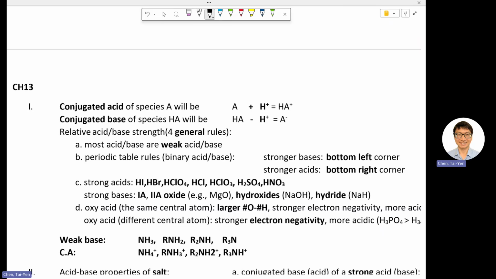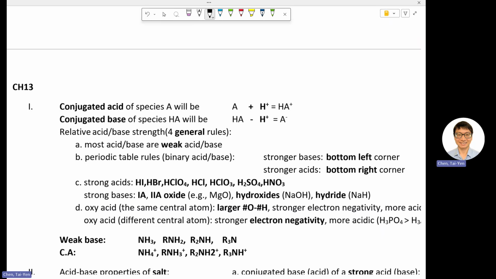Every time I write a chemical formula, pay attention to whether I put a charge on it. If you don't see a positive or negative sign on the top right corner, it means it is neutral. It doesn't carry charges. So charge is a big thing that you need to recognize. You cannot just ignore it.